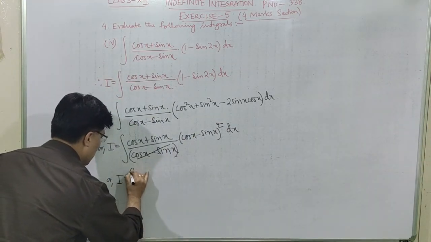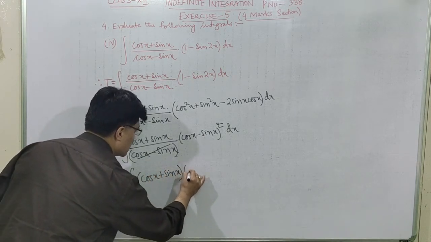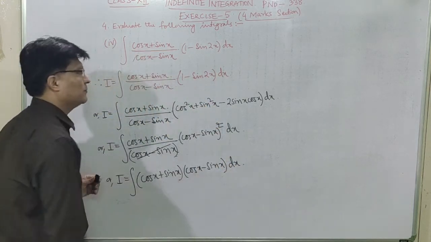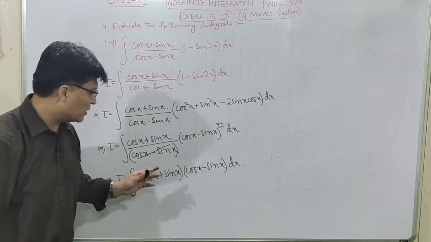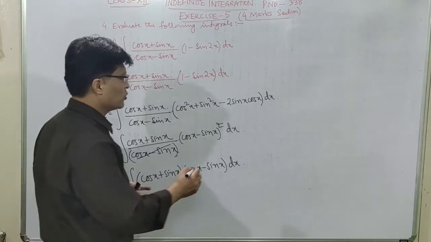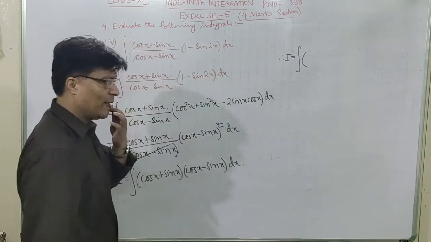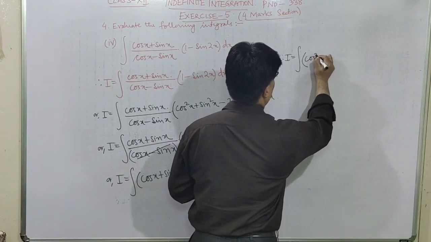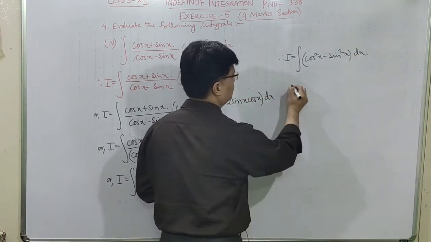So write down the remaining terms. I is equal to integration of, within bracket, cos x plus sin x, again within bracket, cos x minus sin x, bracket close, dx. So now again there is a formula. This is a plus b into a minus b, which is a square minus b square. So therefore I is equal to integration of, within bracket, cos square x minus sin square x, bracket close, dx.